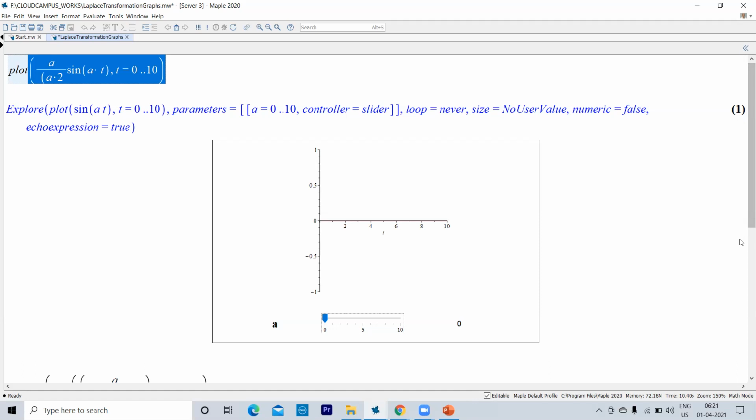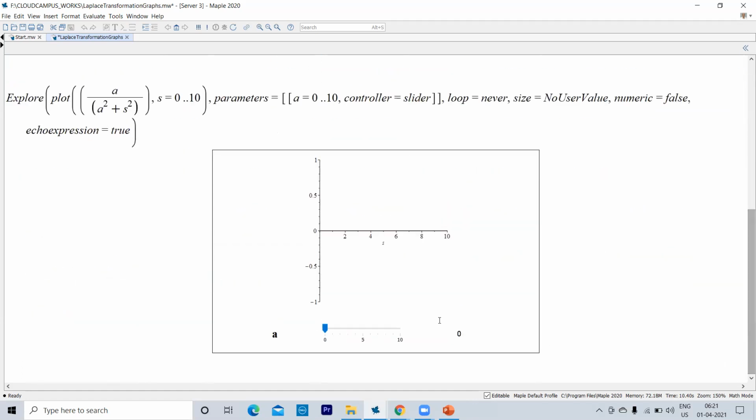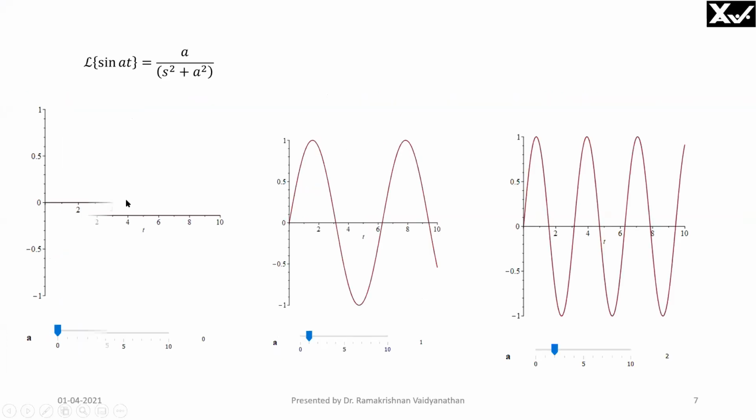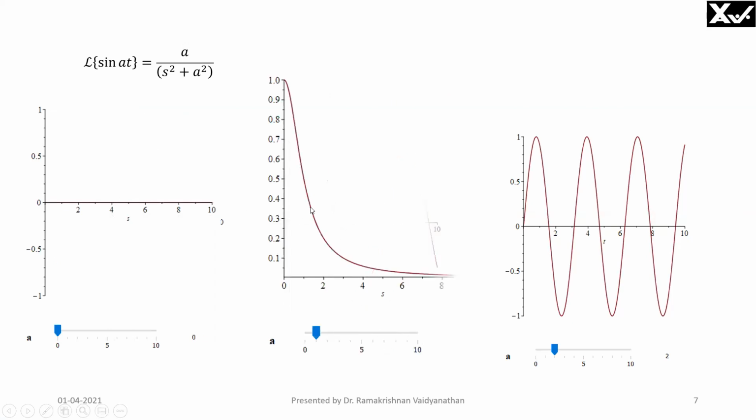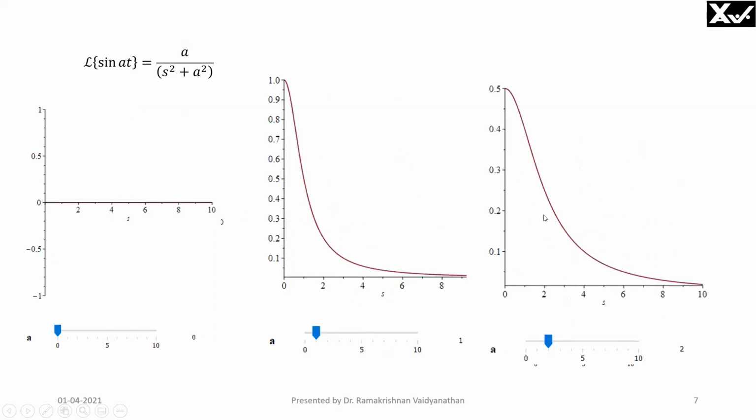And for this function, the Laplace transformation is shown here. This is a by s squared plus a squared. So I keep s for various values. You will have this a by s squared plus a squared function shown here. So now we will see the transformation for this, transformation for this, transformation for this. Animation also we have seen.